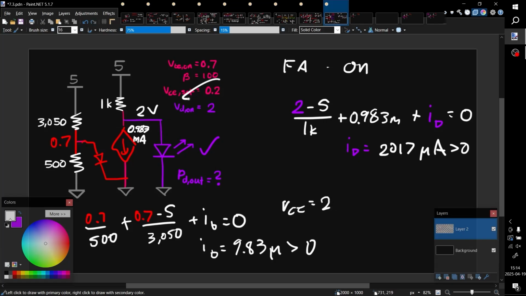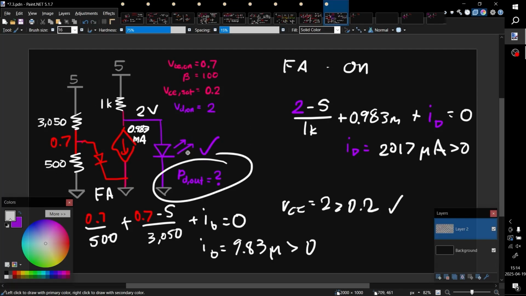VC is 2, and it's greater than 0.2. And its current is also positive, so this is FA. So this is FA, this is on. Our circuit is correct, but what's being asked here is P out.